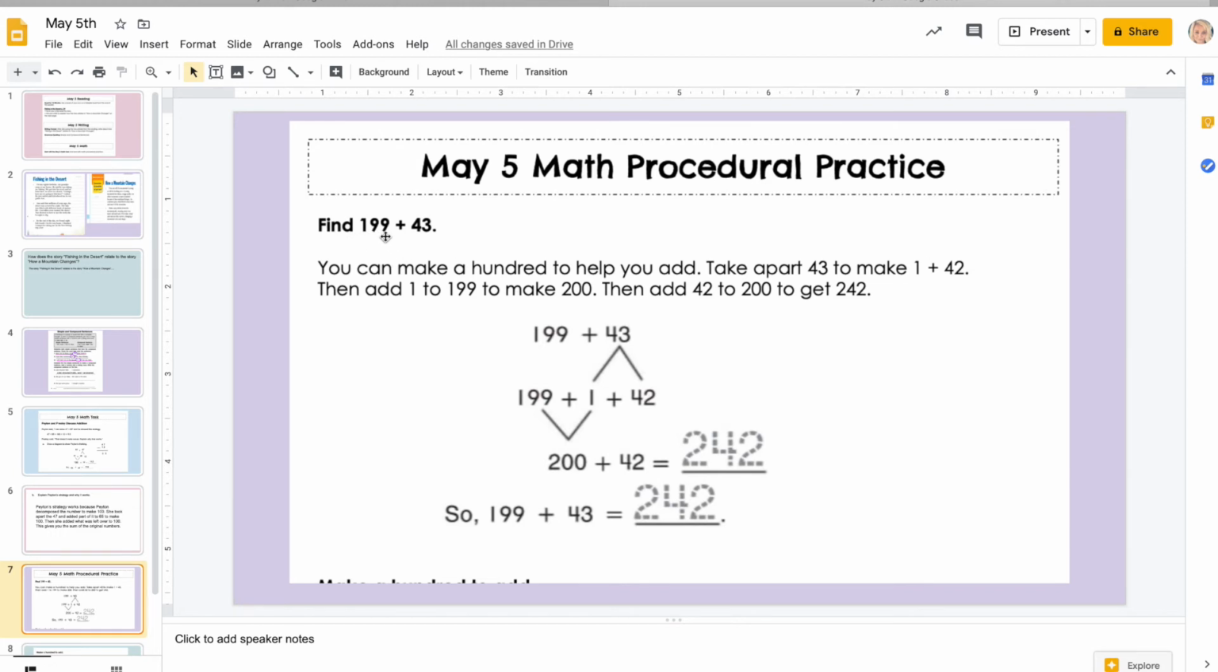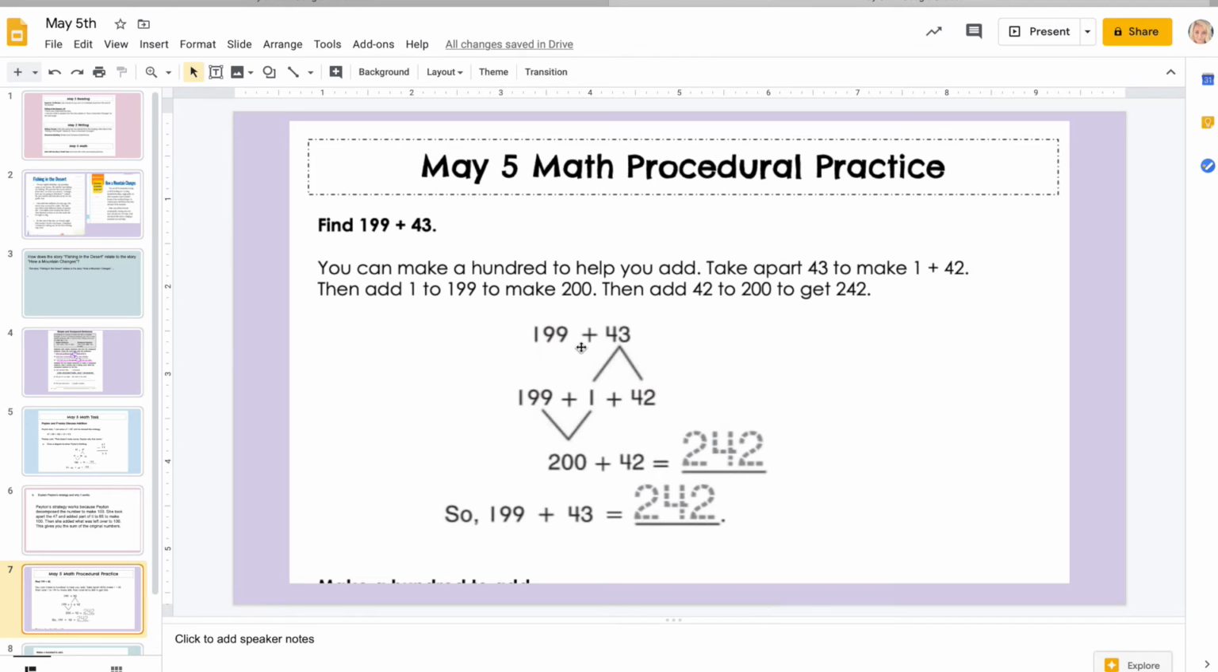and here it's asking us to find the sum of 199 plus 43. You can make 100 to help you add. Take apart 43 to make 1 plus 42. Then add 1 to 199 to make 200. Then add 42 to 200 to get 242. Showing that using the diagram.